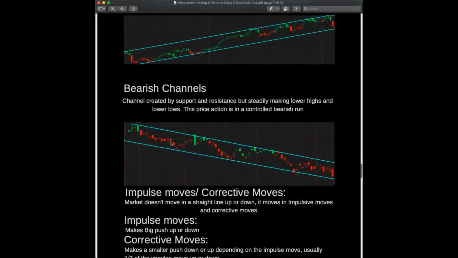Bearish channels as well. Bearish channels create support and resistance, steadily making lower lows and lower highs. This price action is in a controlled bearish run. So too much supply, and market makers are controlling it, stepping it down.